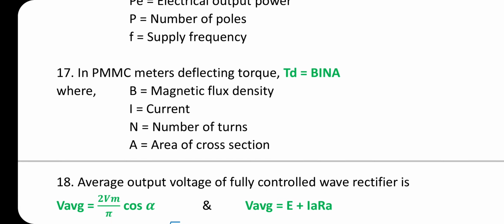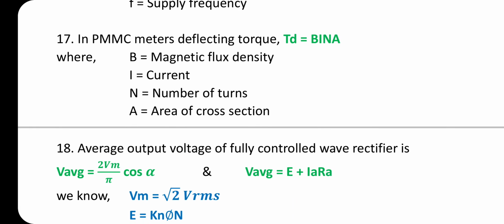In PMMC meters, deflecting torque TD equal to BINA, where B is the magnetic flux density, I is the current, N is the number of turns, A is the area of cross section.